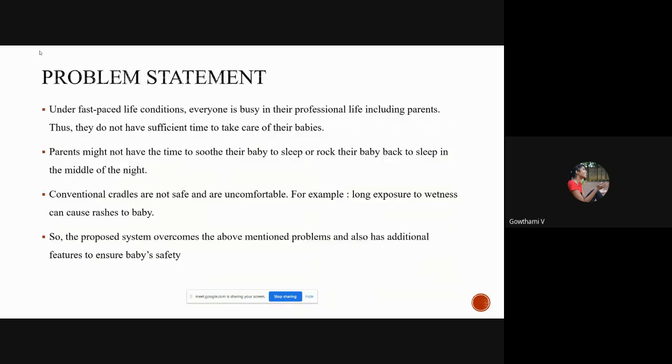The purpose of the system is to help parents balance their professional and personal life. Our system serves as a helping hand to homemakers also. Some babies just need a little distraction to get back to sleep or to stop crying. Many fear to appoint caretakers to look after the baby because of safety issues and expenses. So the proposed system helps in overcoming these problems.